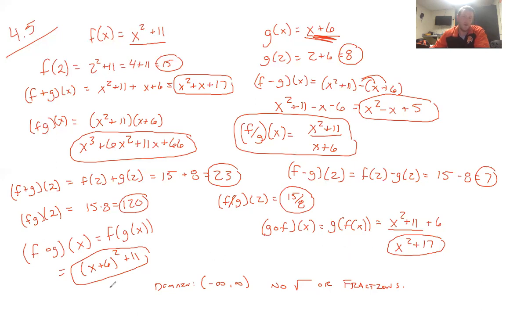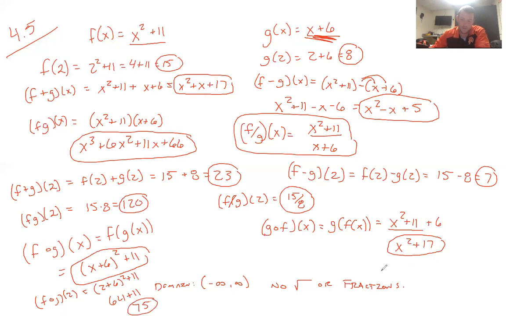Okay, all right, last one, f of g of 2. So you work this out like this, and then you just plug the 2 in. So this would be (2 plus 6) squared plus 11. 2 plus 6 is 8. 8 squared is 64. Plus 11, 75.